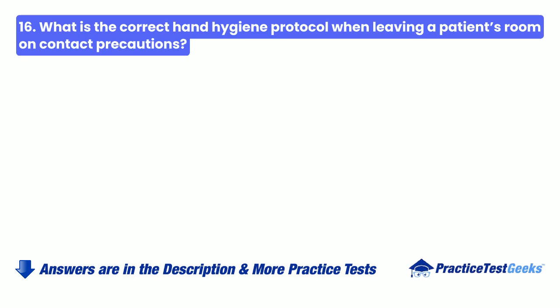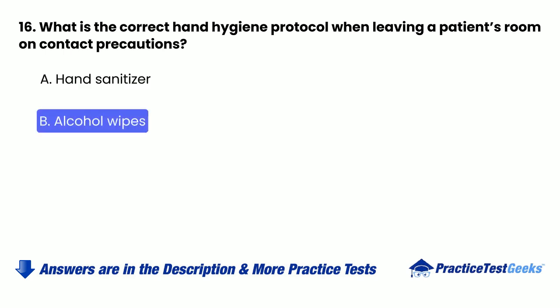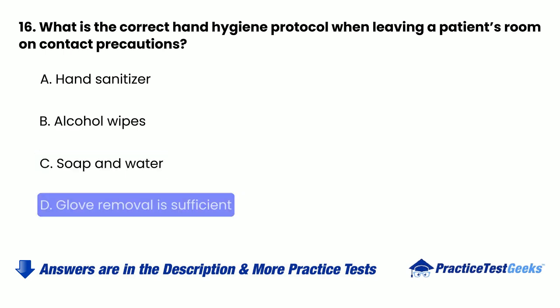16. What is the correct hand hygiene protocol when leaving a patient's room on contact precautions? A. Hand sanitizer. B. Alcohol wipes. C. Soap and water. D. Glove removal is sufficient.